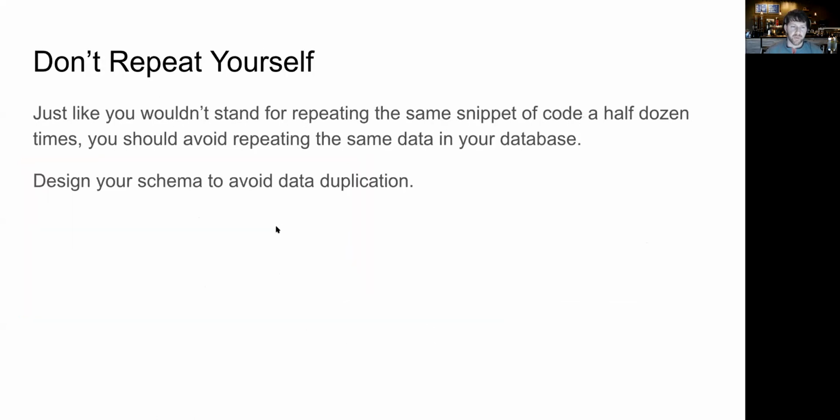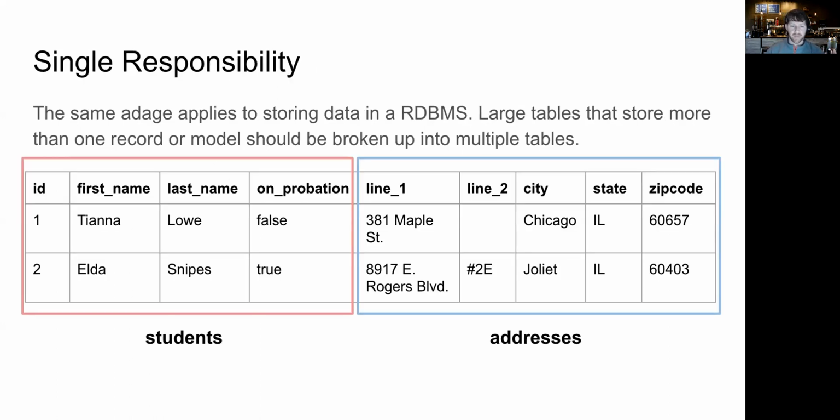But we'll also want to talk about don't repeat yourself. Just like we do in code with DRY programming, we also want our databases to be DRY. So we don't want two pieces of the same data to be in two different tables.